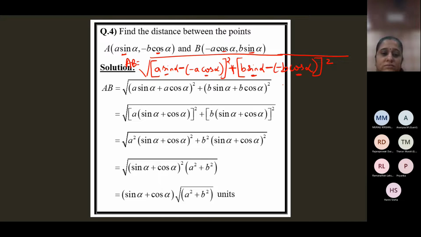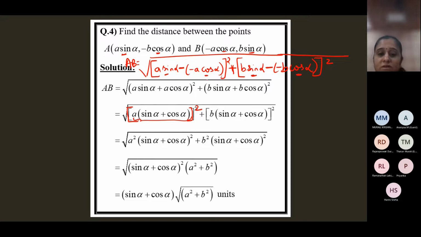So a sine alpha plus a cos alpha the whole square plus b sine alpha plus b cos alpha the whole square. Now inside the bracket, you can see that a is common. So I've taken out a common. While doing this, children, you'll have to be very careful. When you take out a common, the square applies for a also. So we write that very carefully. When you take out a common, it looks like this: a into sine alpha plus a into cos alpha, the whole thing is squared.